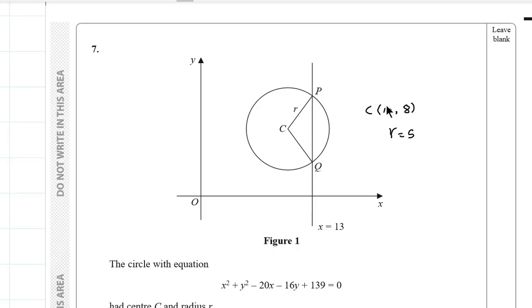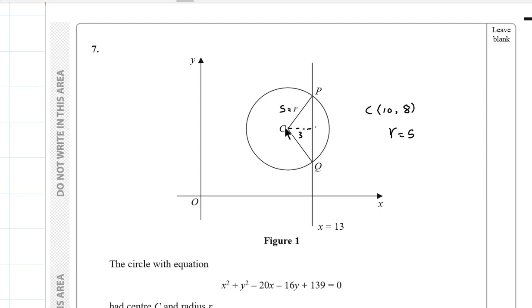Okay. The second method is geometric. So remember that the coordinate of the center is 10 and 8 and the radius is 5. So the x-coordinate of C is 10. The distance from here to here is 10. But the distance from the y-axis to the line x equals 13 is 13. So what about this distance only? This distance should be 13 minus 10, which is 3. Okay, and the radius is 5, as we said.